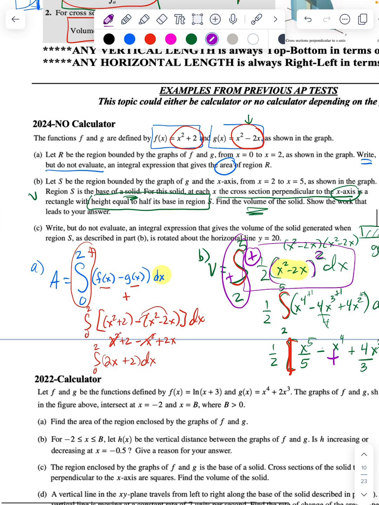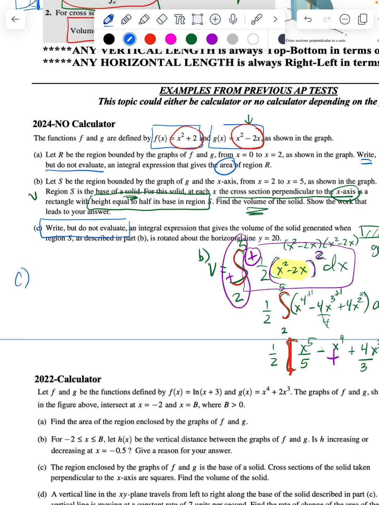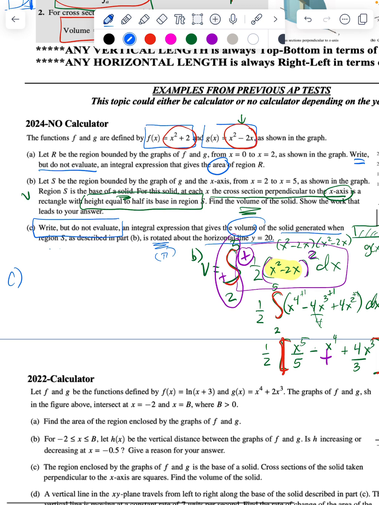Part C, I actually think I just have to erase my part A. If you need the answers, they're on the solution, so you can do that just to make room. So in part C, right, but do not evaluate, an integral expression that gives the volume of the solid generated when region S, which we already talked about, is rotated around a horizontal line at y equals 20.